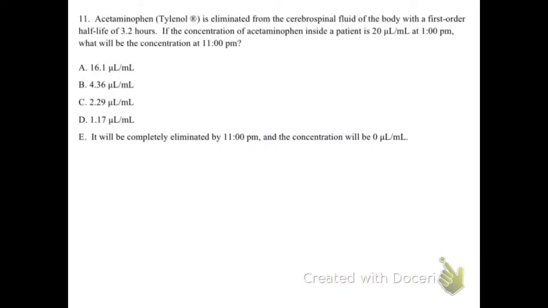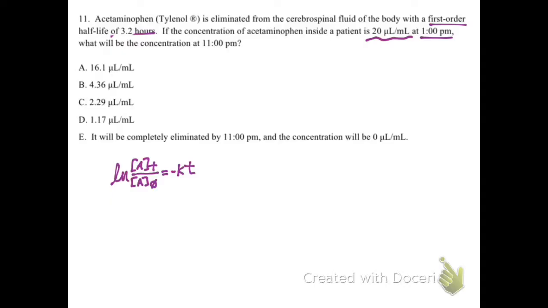Okay, in this question, we're trying to relate an initial amount, this 20 microliters per milliliter. We're trying to relate an elapsed amount of time. So starting at 1 p.m., ending at 11 p.m., 10 hours have elapsed, and we're trying to relate it to half-life K. So once again, this is going to be a case where we have the first order integrated rate law to the rescue.